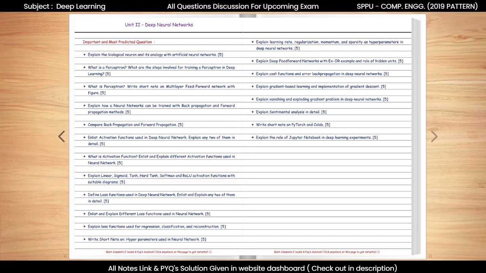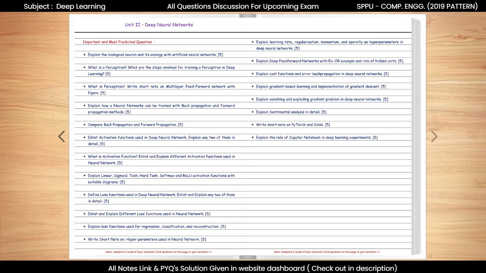Now, let us move on to our next important topic, PyTorch and Colab. From this topic, we can expect questions such as, write short note on PyTorch and Colab. PyTorch is a deep learning framework that provides flexibility and dynamic computation graphs. Colab is a cloud-based environment that allows running deep learning code without local setup. Together, they make experimentation fast and easy.